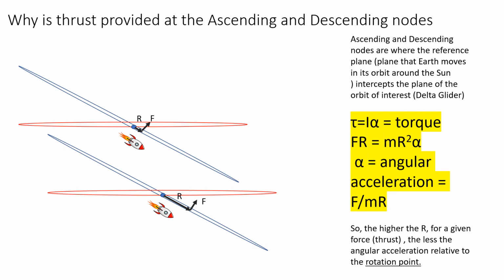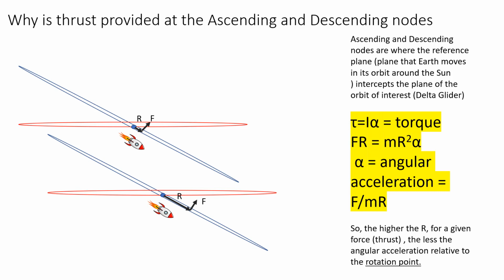So if you recall, the ascending and descending nodes are where the reference plane, in this case, the plane that Earth moves in its orbit around the sun, intercepts the plane of the orbit of interest, in this case, the orbital plane of the Delta glider. Here's the orbital plane of the Delta glider, the blue plane, and the plane of the Earth moving around the sun is the red orbital plane here. Okay, so let's say we want to rotate the orbital plane of the Delta glider this way to align with that of the Earth's orbital plane around the sun.